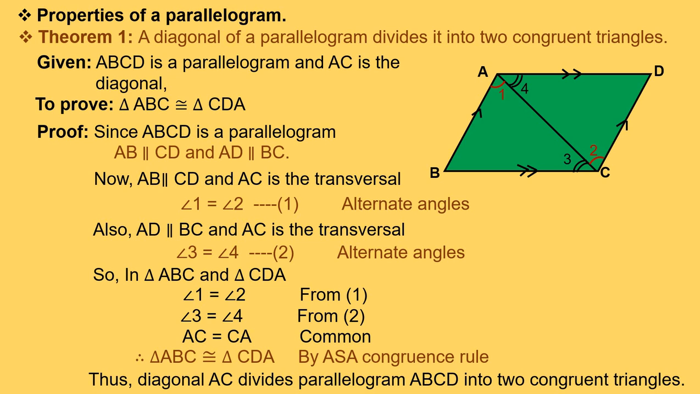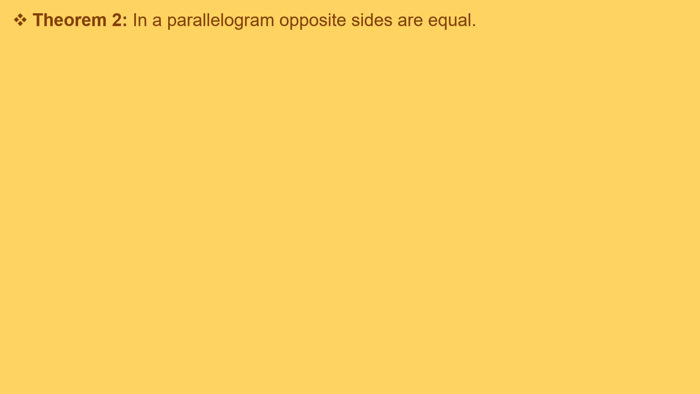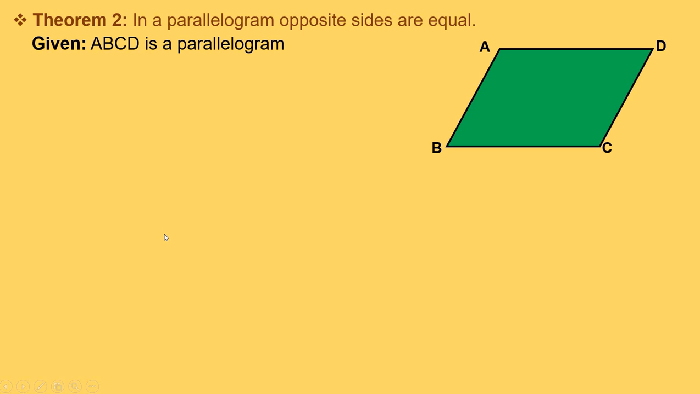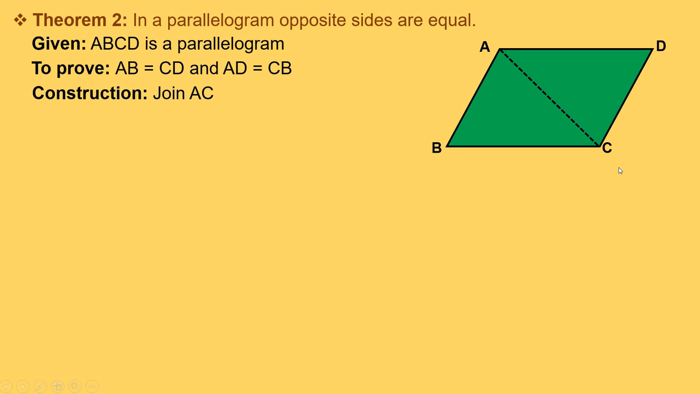Now moving on to the next theorem. Theorem 2: In a parallelogram, opposite sides are equal. Given ABCD is a parallelogram, we need to prove that AB is equal to CD and AD is equal to CB. If we draw a diagonal here, we get two triangles, and if we prove the two triangles are congruent, then by CPCT we can show the opposite sides are equal. So let's construct: join AC.